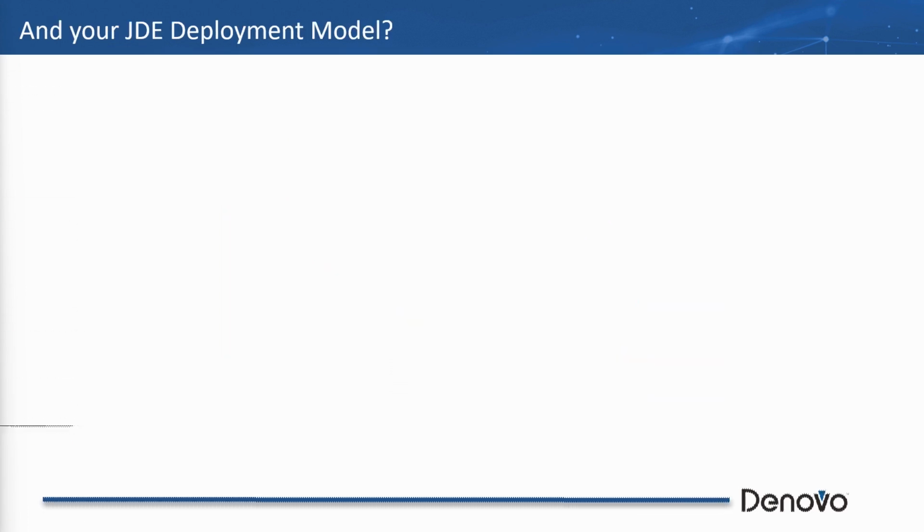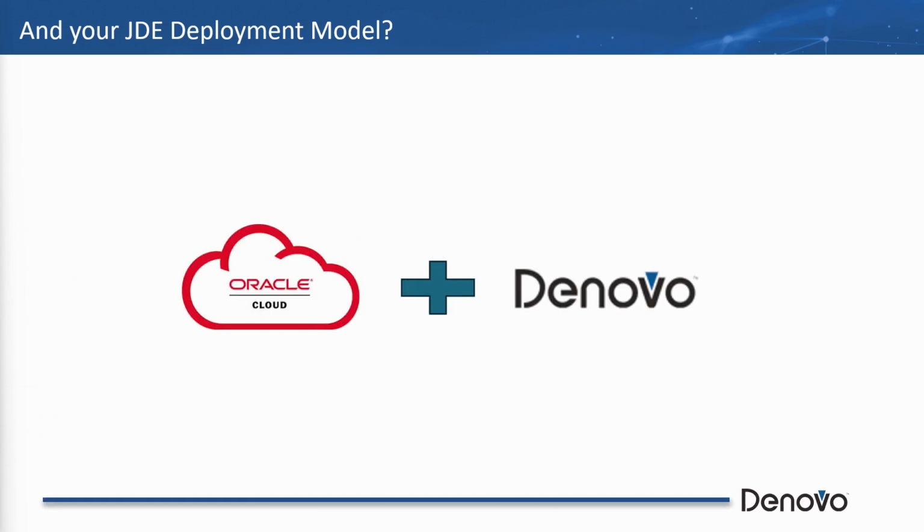And lastly, your JD Edwards deployment model, and this is largely where we're going to wrap things up today. We would encourage you to run it on OCI with Denovo managed services.